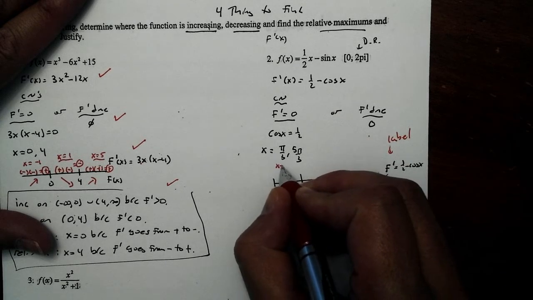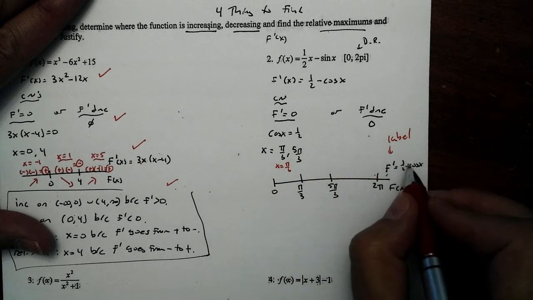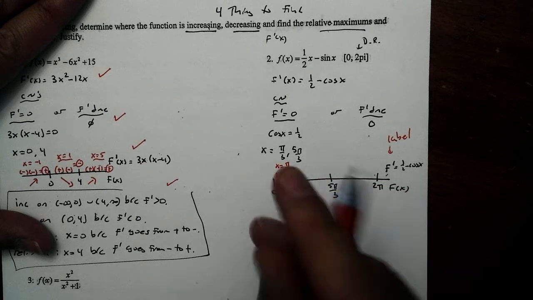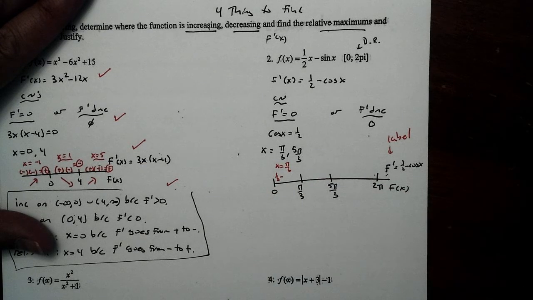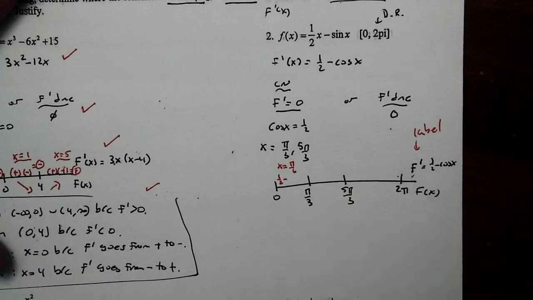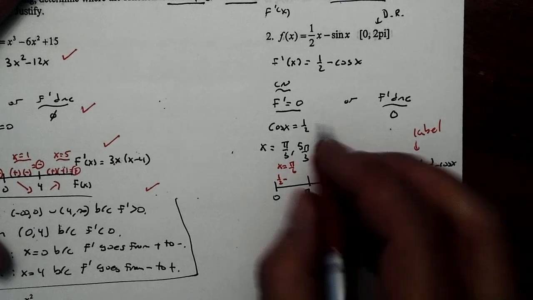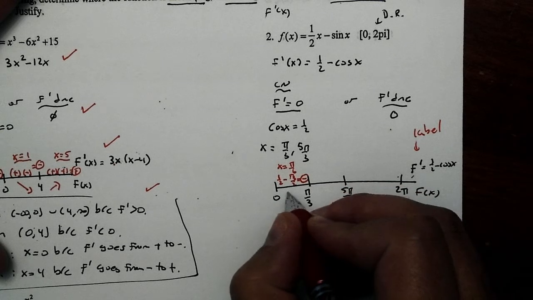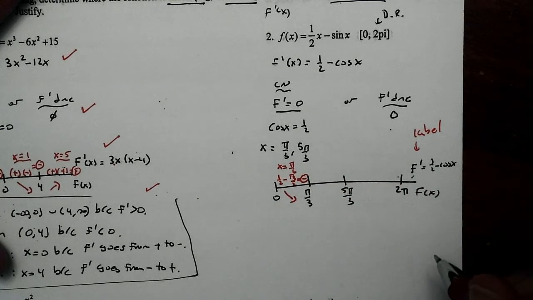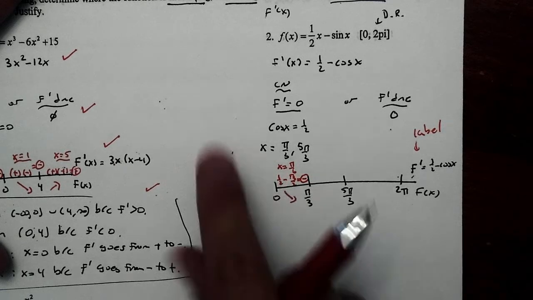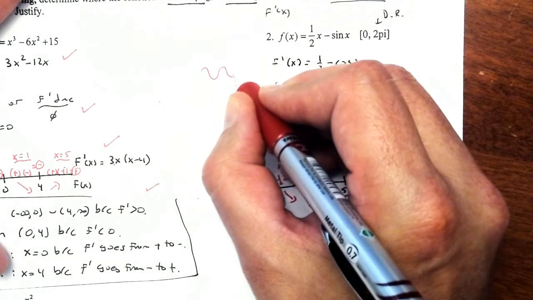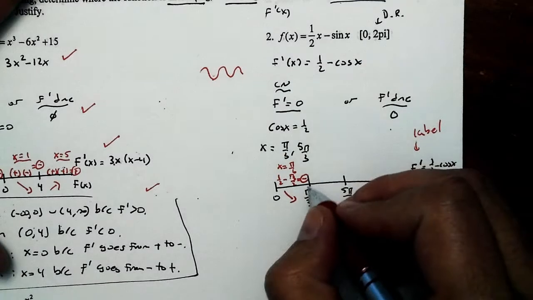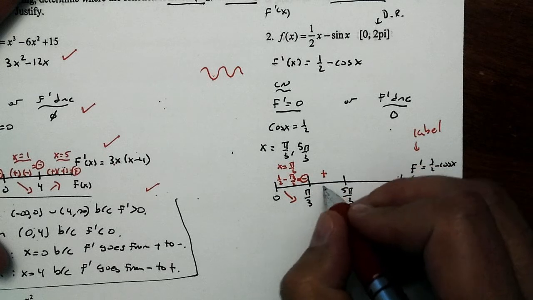So if I pick something like pi over 6, and I take 1/2 minus cosine of pi over 6, I can zoom in here so we can see that a little better. This becomes 1/2 minus root 3 over 2. Well, I know that's going to be negative. So between 0 and pi over 3, it's going down. Think about what trig functions do. They tend to alternate signs in terms of their slope. Go up, down, up, down. If this side is negative, this side must be positive.